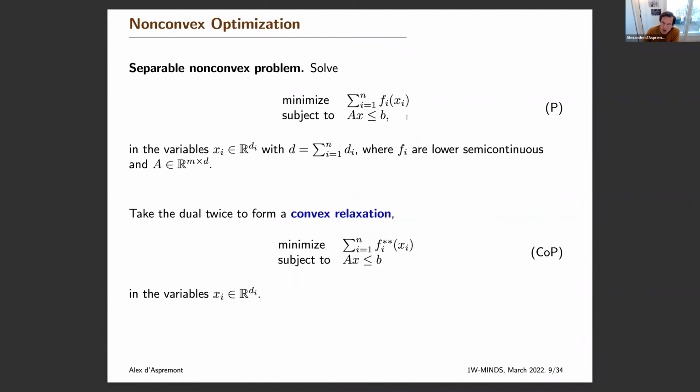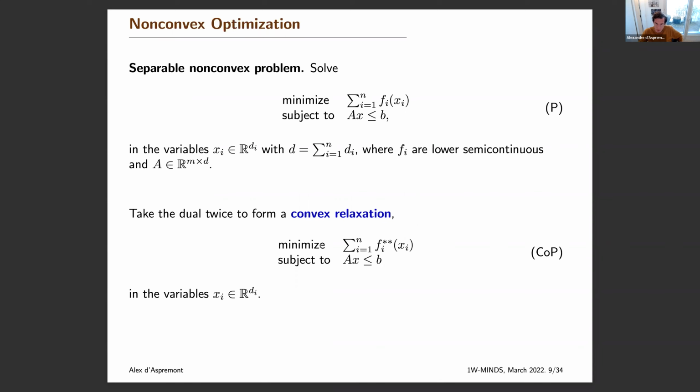And what's interesting about this problem is that writing a convex relaxation for it by taking the dual twice is fairly automatic. And what you get as a relaxation of this original problem, so we make no assumptions on convexity of the fi's. They can be arbitrarily non-convex for now.